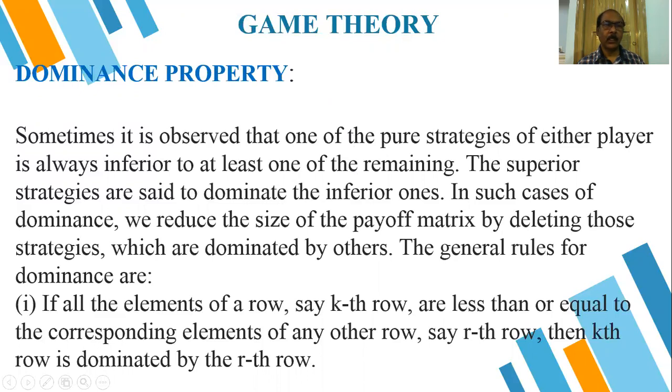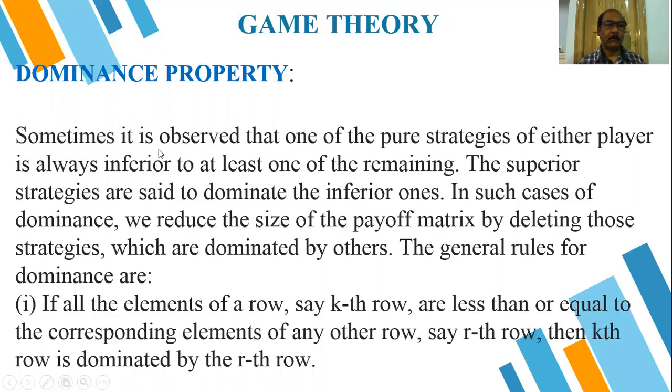Now we learn how to use the dominance property to reduce a payoff matrix to a 2 cross 2, or 2 cross n, or m cross 2. Some properties and rules are there for dominance. Dominance means one row dominates another row, or one column dominates another column, which is redundant, that is, dominated by the other row or the other column. Sometimes we can find a combination of rows and a combination of columns which dominate a row or column.